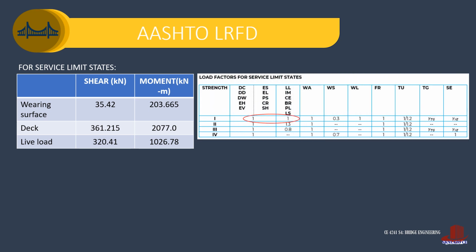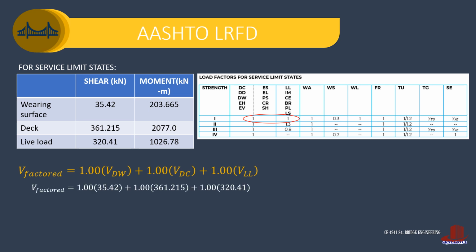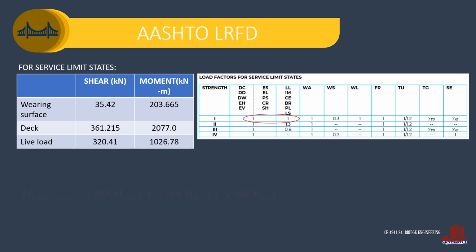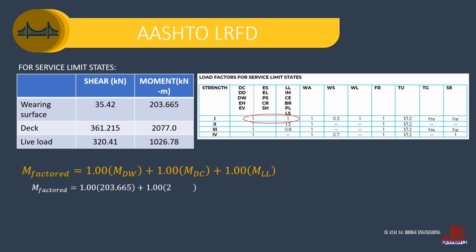For the service limit state, all factors are taken as 1. So the factored shear is 1 times 35.42, 361.215, and 320.41, giving 717.045 kilonewtons. For the factored moment, we use 203.665, 2077, and 986.789, giving the factored moment as 3,307.445 kilonewton meter.